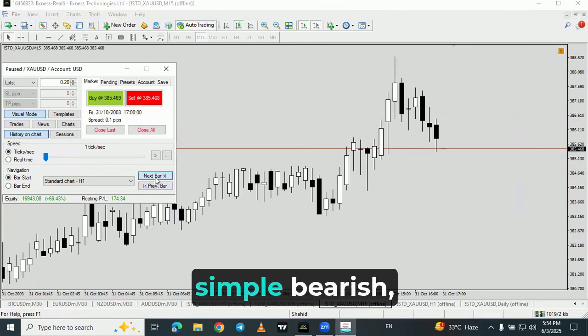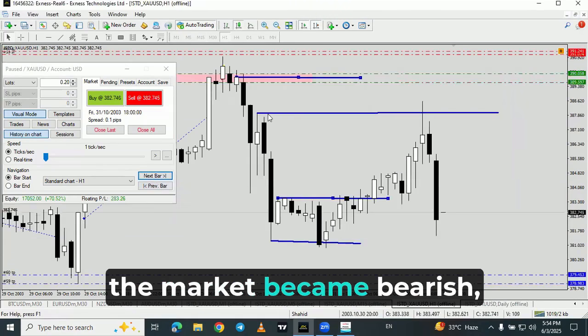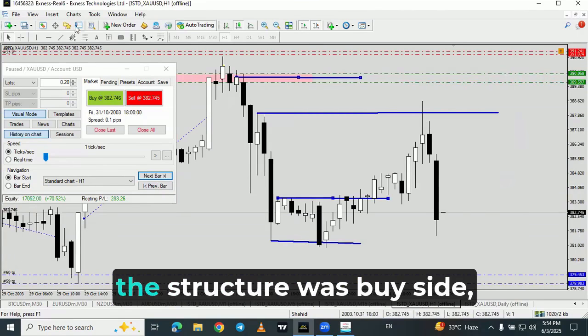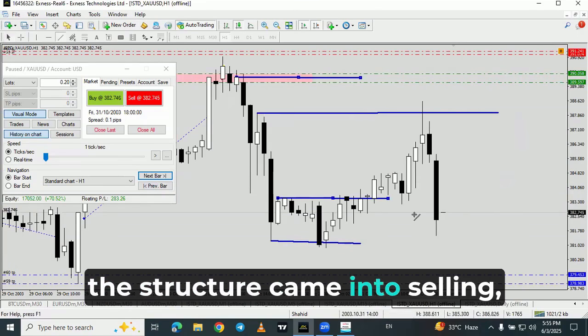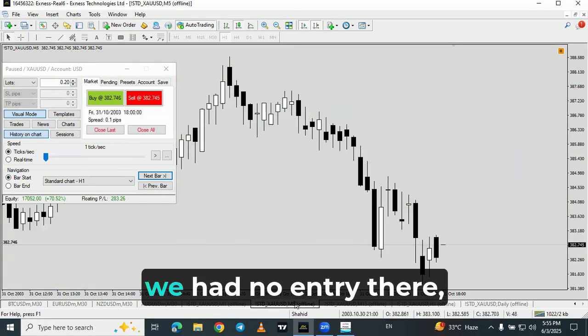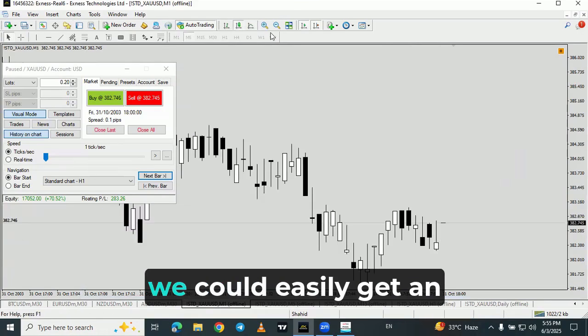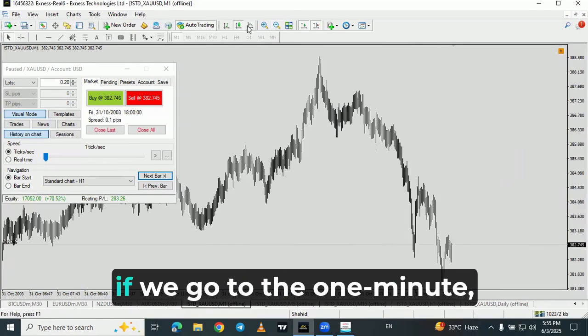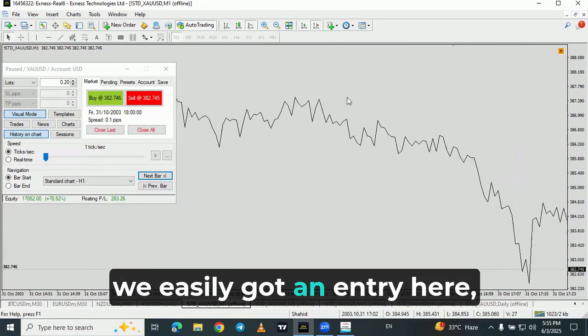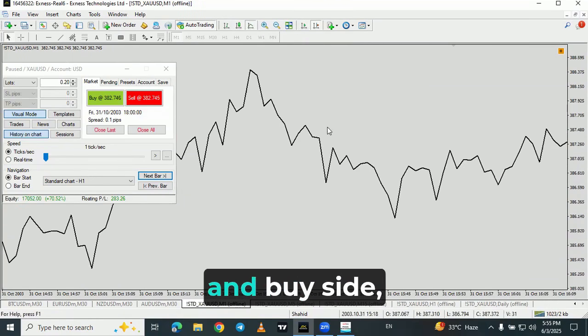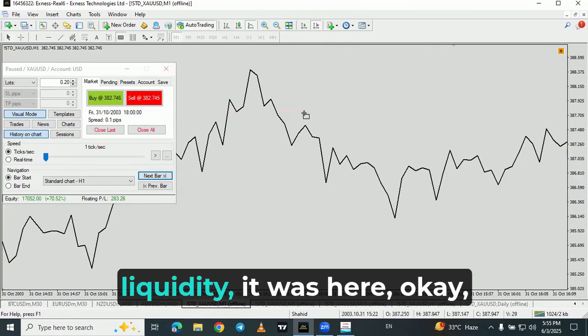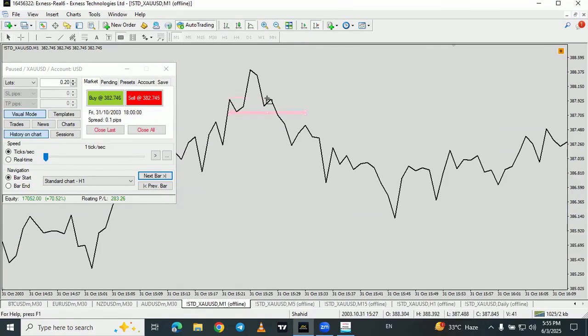Now see the market simple bearish. After picking this, the market became bearish. If you see the structure here, the structure was buy side, the structure came into selling. If you see on the 5 minute, we had no entry there. On the 1 minute, we could easily get an entry on this low, this buy side, sell side and buy side. And where was the internal range liquidity? It was here.